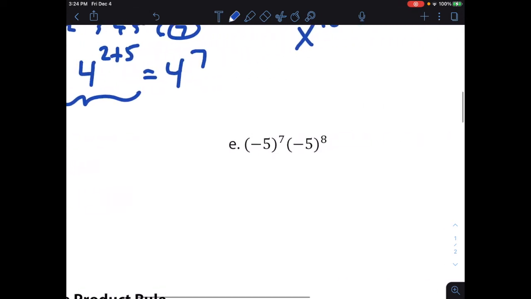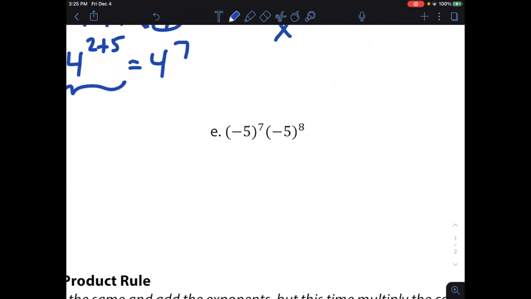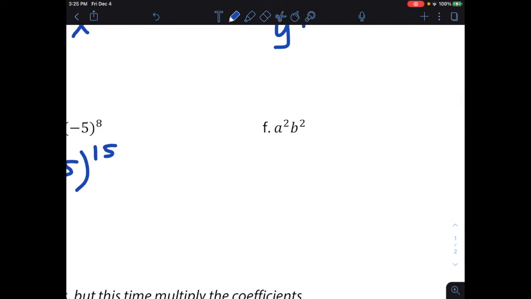Okay, and similarly, we've been dealing with variables, well, except I guess the first one was a number, but with this one, we have -5 as our base. We have parentheses, so that means it includes the negative sign. So we're just going to keep this all exactly the same, and we just add those two exponents together, and 7 plus 8 is 15, so I'm going to write it as -5 to the 15th, but keep the parentheses. All right. And then the last one, this one is here just to illustrate the fact that the bases need to be the same. So if we have an a and a b for our bases, they are not the same.